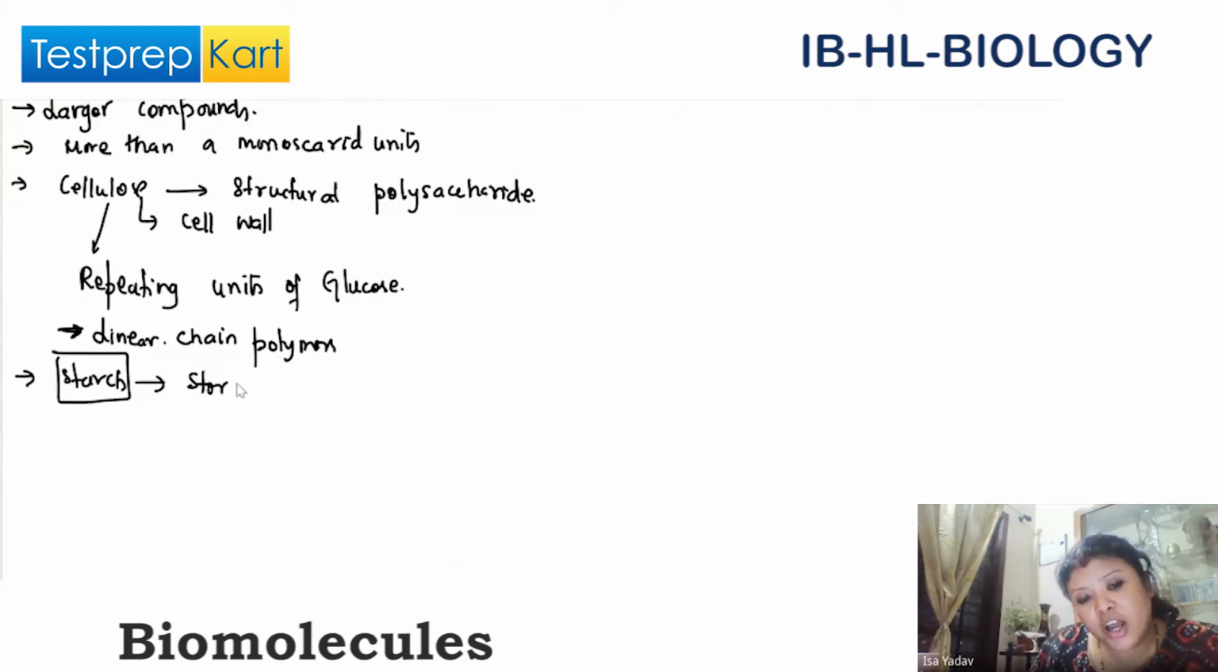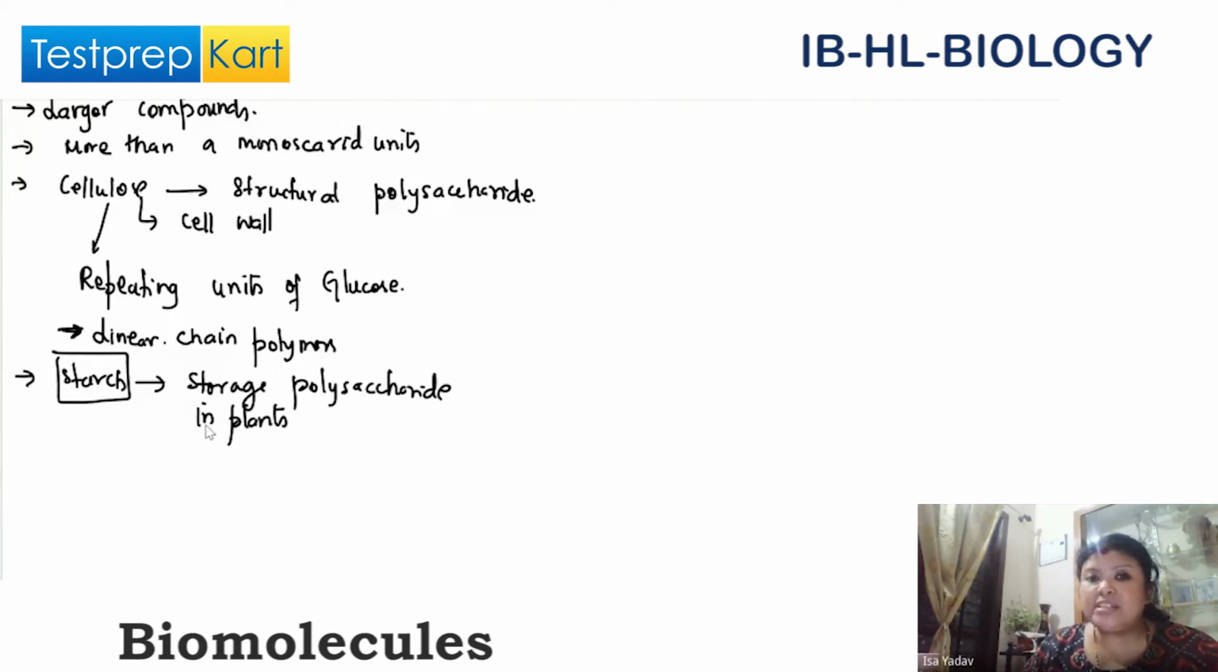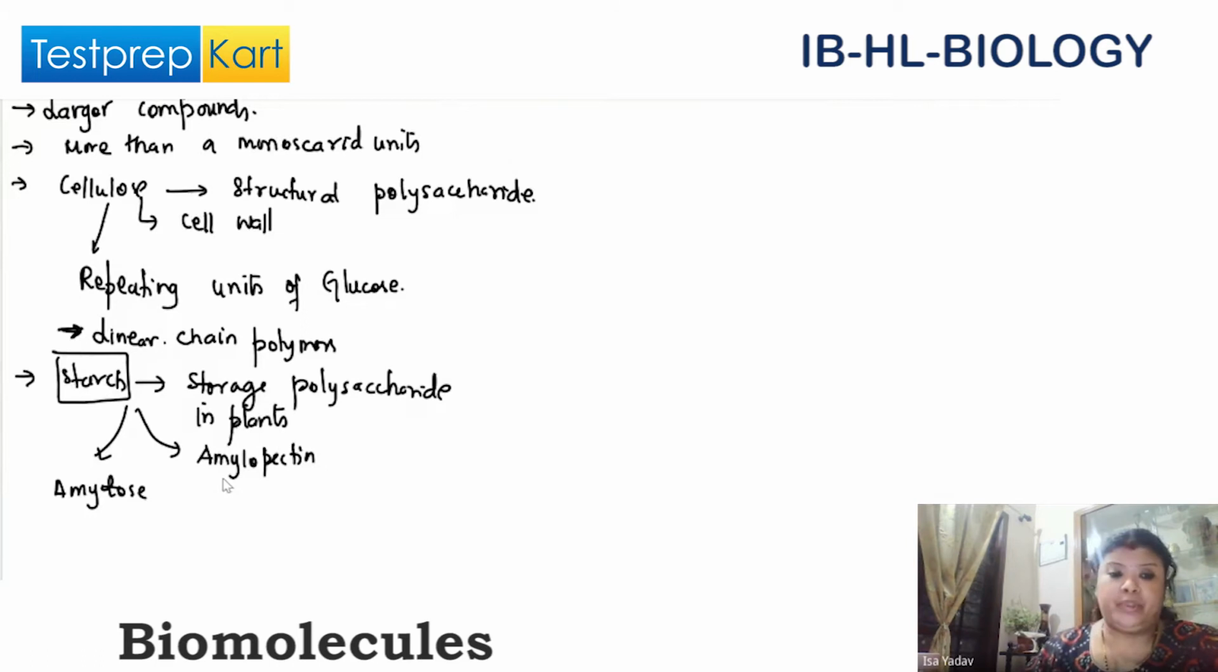Starch is the storage polysaccharide in plants. Whatever carbohydrates are present in the plants are converted into starch for storage, because plants can efficiently store starch for further use. Starch can be of two types, amylose and amylopectin.